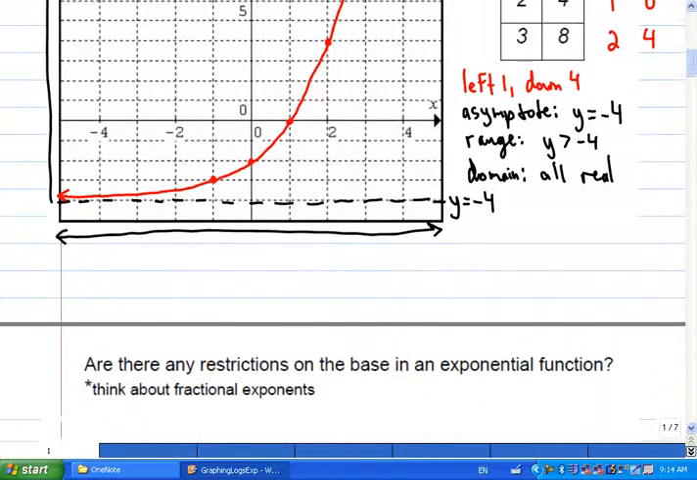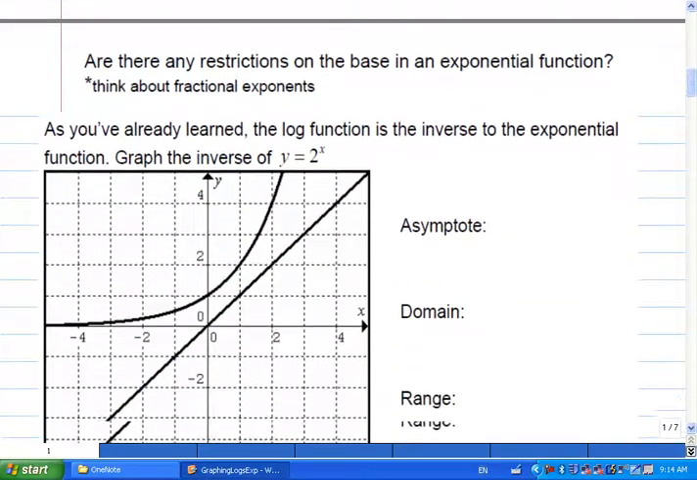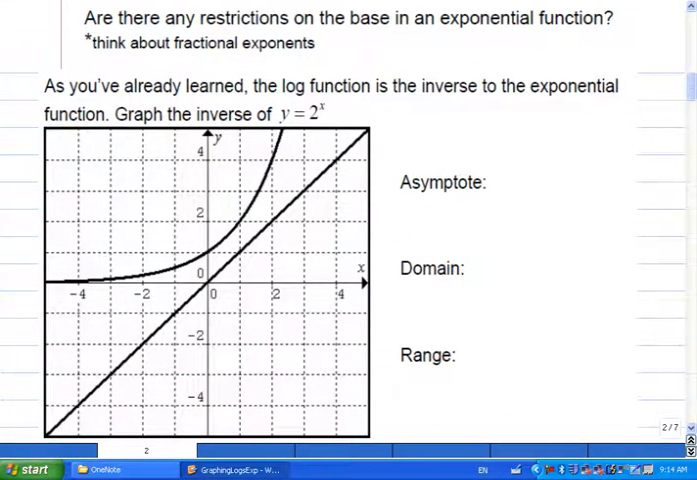So now we're going to take a look at connecting those exponential graphs to the logarithms. And one thing we want to talk about first is when we go from the exponential function to the logarithm, that's the function to its inverse, we have to be a little careful here about how we deal with the base. Okay. So for example, any problems that we'd have for the base in an exponential function, and one hint that I'm going to give you is think about fractional exponents.